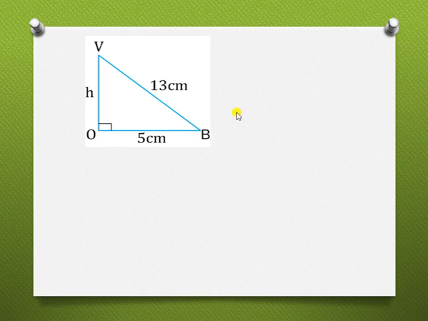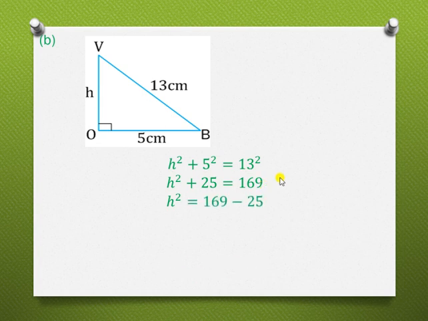You still use Pythagoras theorem. So this time the shorter sides are this and this. So we shall have h squared plus 5 squared equals 13 squared. And that will be our first step in Pythagoras theorem. Now if you square them, you will have h squared plus 25 equals 169. Then you simply move the 25 to the right hand side and its sign will change to a negative. When that happens, we shall have 169 minus 25. And that gives you 144.